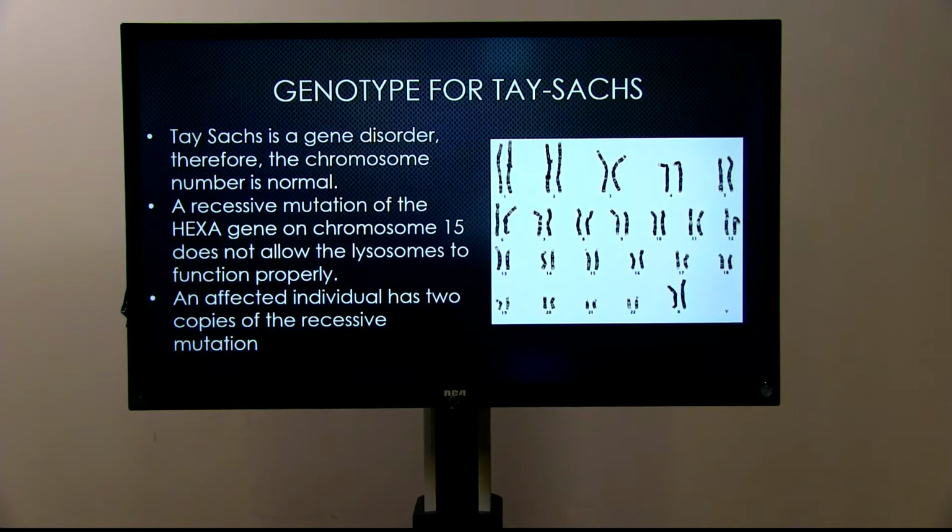Genotype for Tay-Sachs. Tay-Sachs is a gene disorder, therefore the chromosome number is normal. A recessive mutation of the HEXA gene on chromosome 15 does not allow lysosomes to function properly. An affected individual has 2 copies of the recessive mutation.